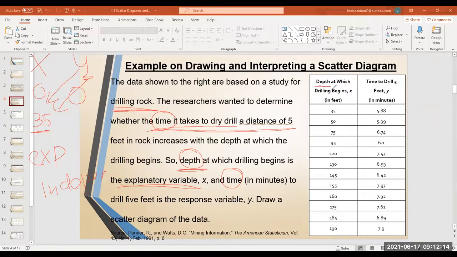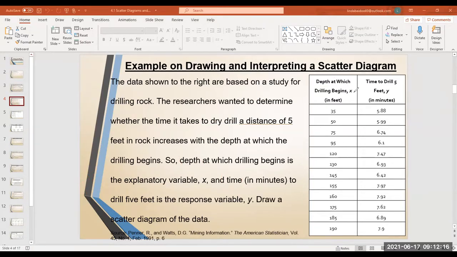Now that we know that our depth is X and our time is Y, we can now go and draw our diagram. This information that we have here will be given. So we have our variables. When it was done at 35 feet, the time that was used was 5.88. When we got to 120 feet, the time was 7.4 minutes. When it was 175 feet, the time it used was 7.6. So we realized that as the height was increasing from 35, you can see the time is increasing.